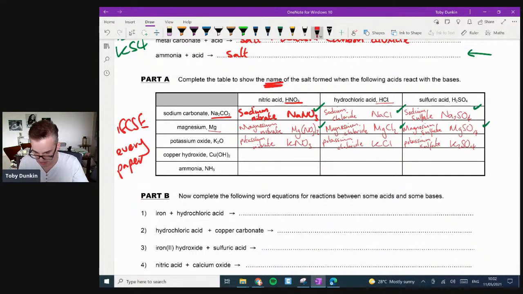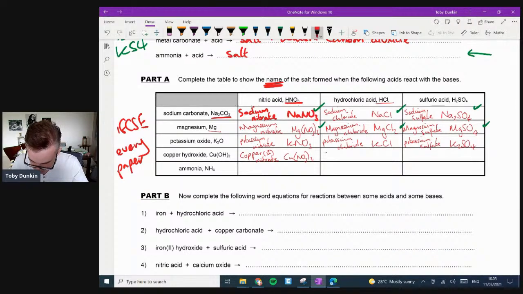I reckon it would take me about 5 minutes to do that. Let me finish this one first. Copper hydroxide plus nitric acid is going to form copper nitrate. By the way, it's actually going to form copper 2 nitrate. Just always remember to add the number 2 in for copper. And that's going to be Cu(NO3)2.